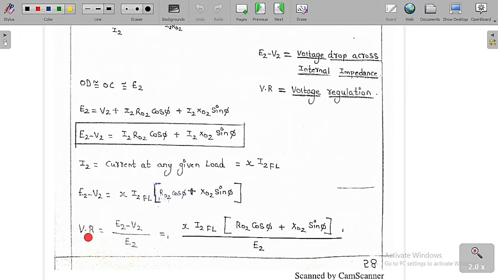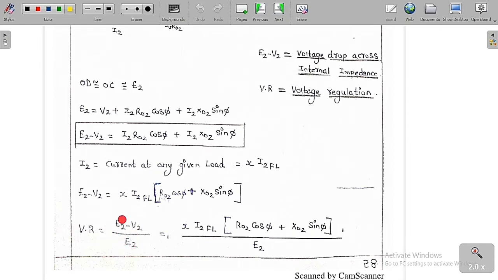So now what is the voltage regulation? Voltage regulation is equal to voltage drop across the impedance by the total no load voltage, or simply we can say no load voltage minus load voltage by no load voltage. So listen carefully, voltage regulation is equal to no load voltage minus load voltage by no load voltage. No load voltage means just remove the load, and the voltage is nothing but E2. If you keep a load, the voltage across the load is V2. Without the load, the voltage across the no load condition is nothing but E2.